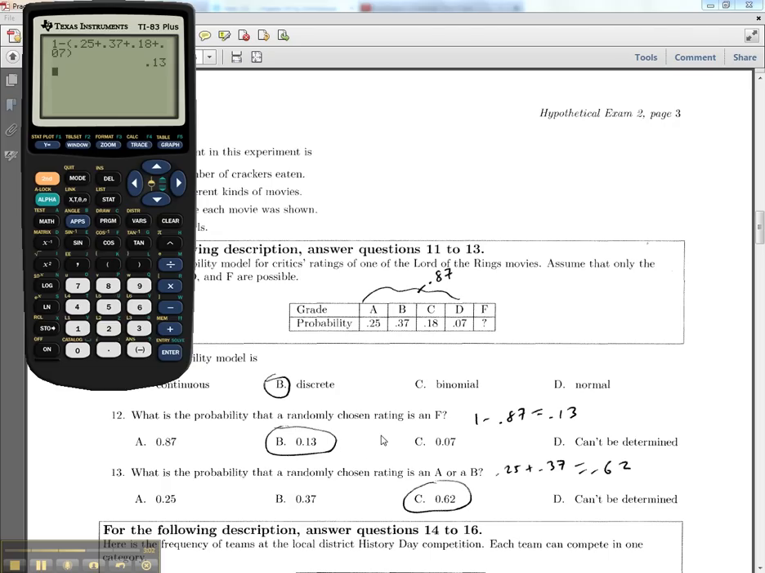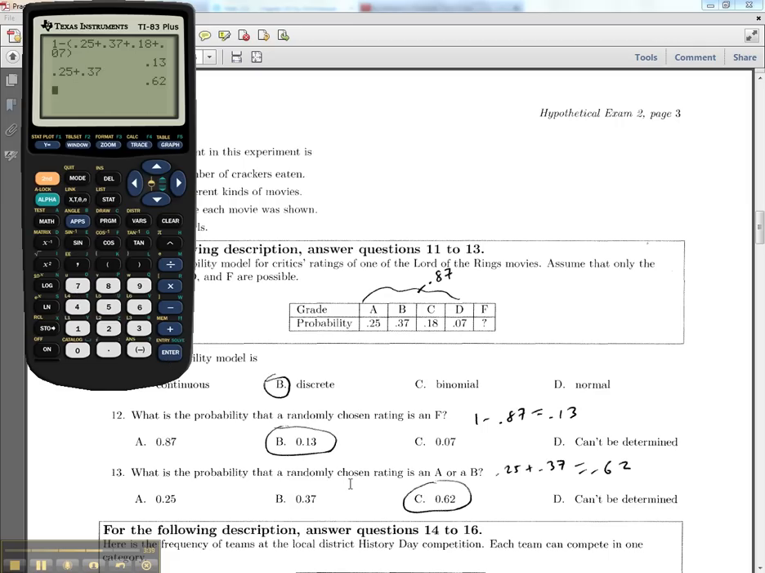And then number 13 says, what is the probability that a randomly chosen rating is an A or B? All right, so A or a B. Remember that this isn't a question where something is joint, right? Each and every one of these grades are separate from each other. They're all disjoint. So because they're all disjoint, we're not going to subtract anything that is overlapping because nothing overlaps. So what we have to do is just add A and B. So 0.25 plus 0.37 is equal to 0.62.